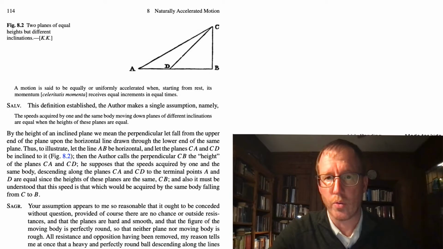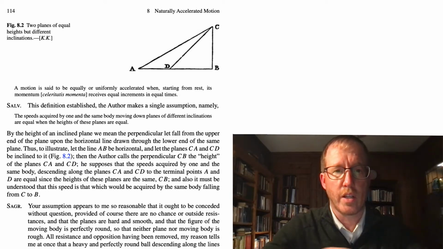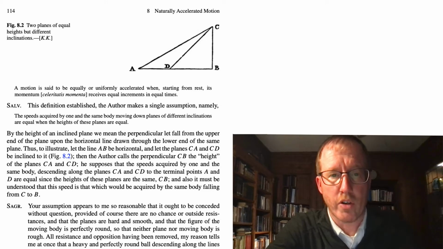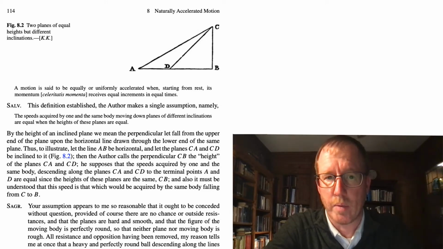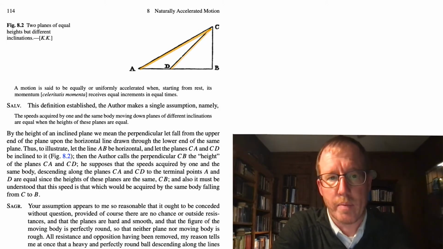And now he goes on to explain a couple of implications of this. He says, consider this sketch showing a ramp. The vertical height of the ramp is denoted by the line segment CB, and there are two different paths. In fact, these are two ramps with different slopes. One slope is represented by the line segment CD, the other slope is represented by the line segment CA.